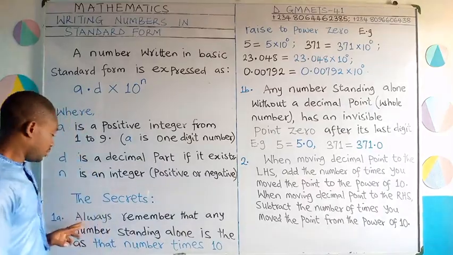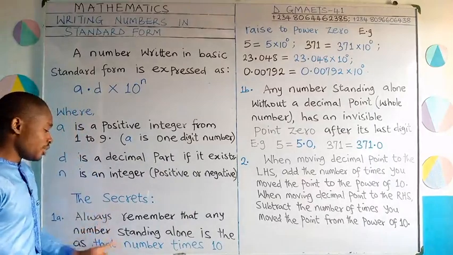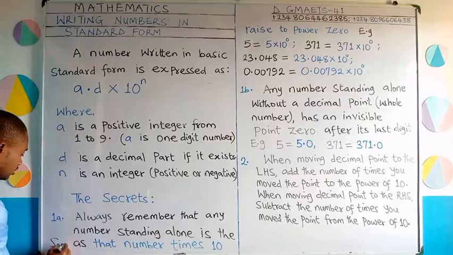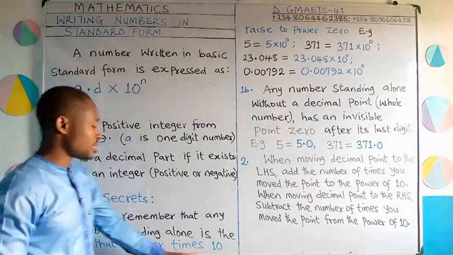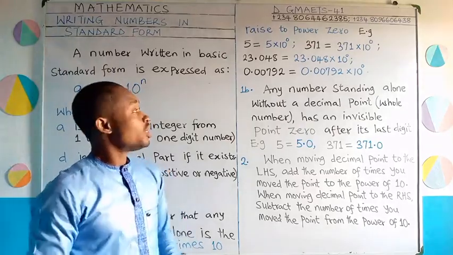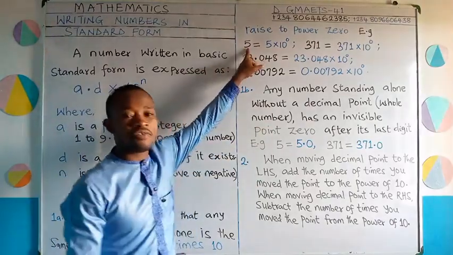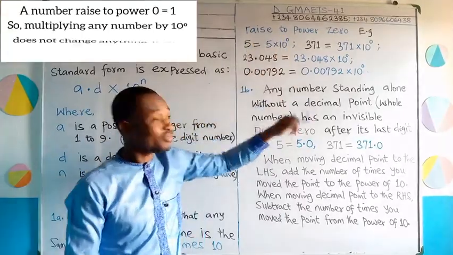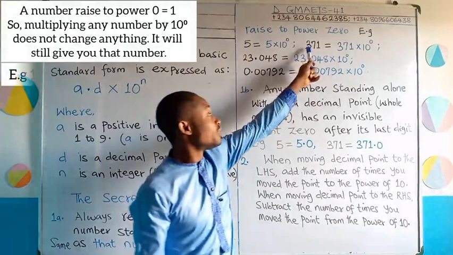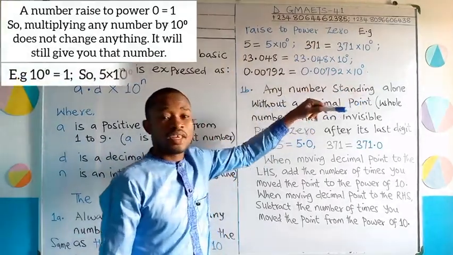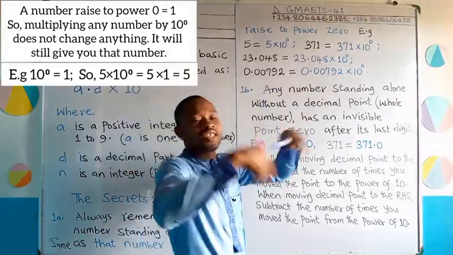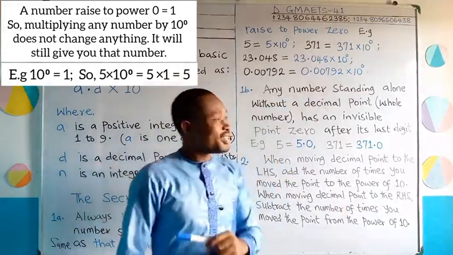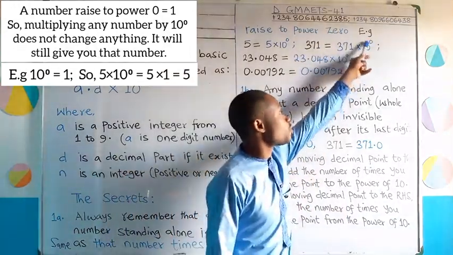Secret number 1. Always remember that any number standing alone is the same as that number times 10 raised to the power 0. For example, if I give you 5, that 5 is the same as 5 times 10 raised to the power 0. Look at this one, 371. There is nothing like times 10 raised to any power there. As that number is 371, it is the same as 371 times 10 raised to the power 0.